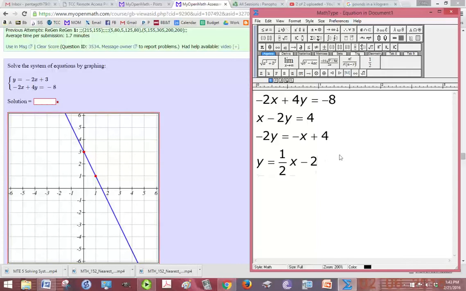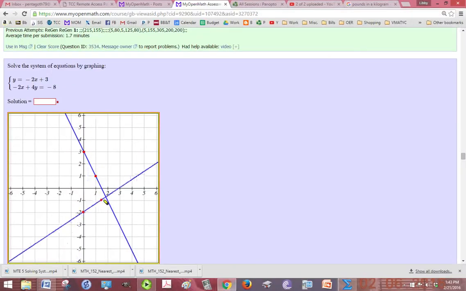So I'm going to start with the y-intercept, which is a minus 2. And I'm going to go up 1 and over 2. And we can see that the solution is right here where the lines meet. So that's going to be 2, negative 1. That's what we want to put in here. So 2, negative 1.